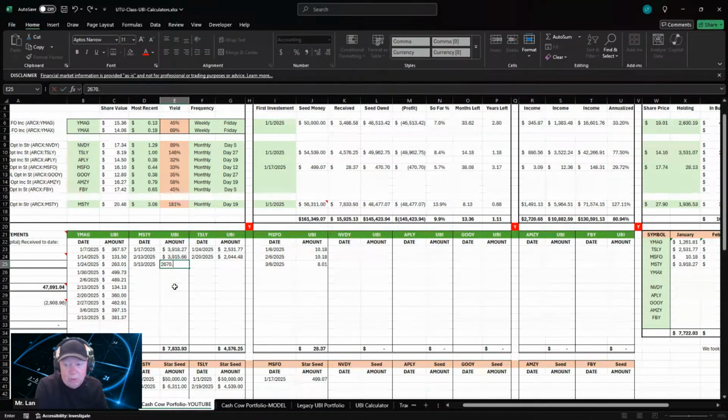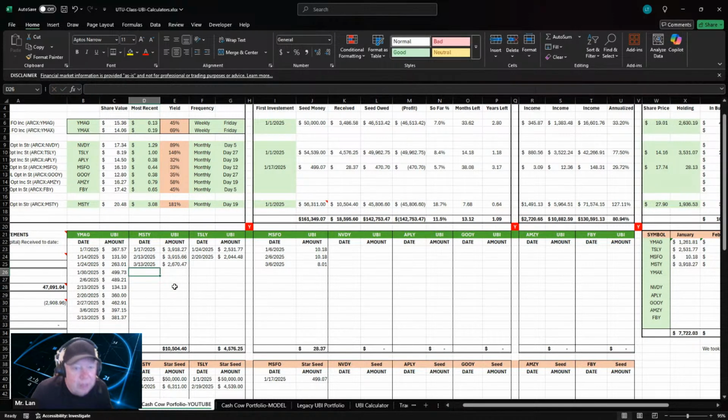2,670. That's what happens when the market goes down. You don't get paid as much. Well, we went from 3,900 to 2,600. Wow, it dropped $1,000 on us this month. Bitcoin went down a lot. Our dividends went down a lot too. So it is what it is.